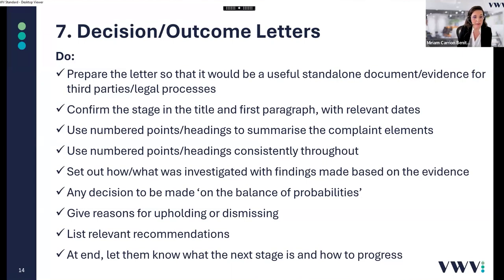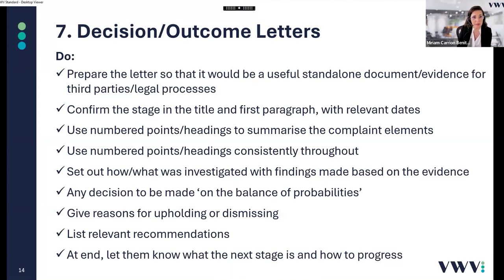In relation to the finding, it's very important to tell parents whether you're upholding the complaint in full or partially, or whether you are dismissing or rejecting the complaint, and if so, whether in full or partially. You can uphold one element of the complaint and say that you do not uphold the other elements.